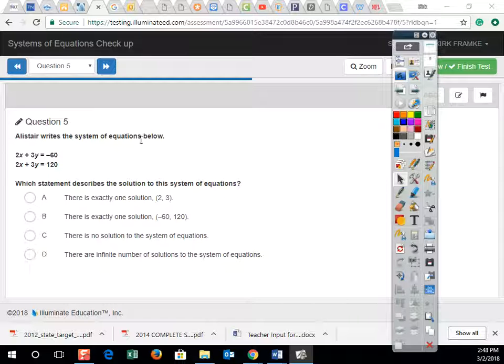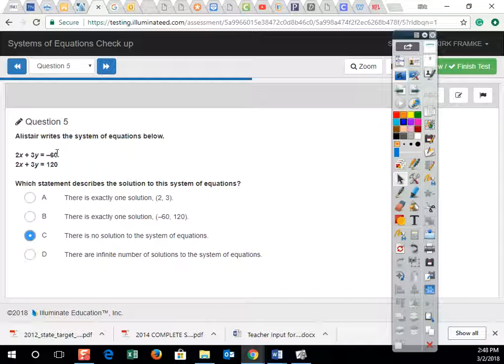Alistair writes the system of equations below. We have 2x plus 3y is equal to negative 60, and 2x plus 3y is equal to 120. Which statement is true? Now, clearly, we have 2x plus 3y in both of these expressions, and they end up with different constants, which means we're going to have the same slope but a different y-intercept. Well, if we have the same slope and a different y-intercept, that means these lines are parallel and they will not touch. So there is no solution to this system.